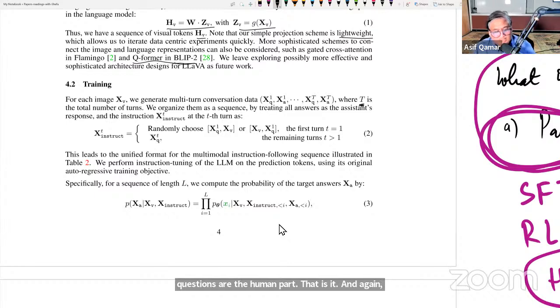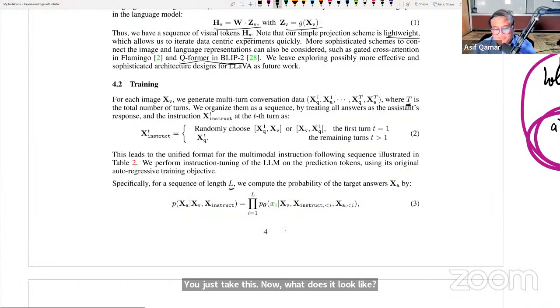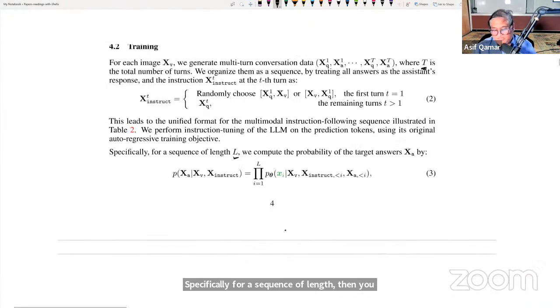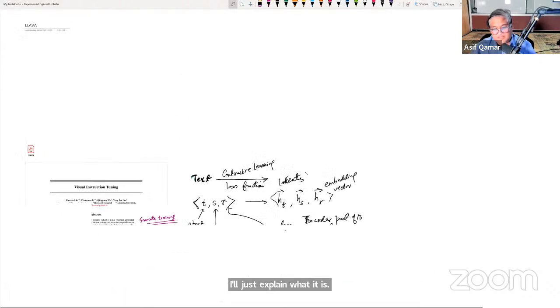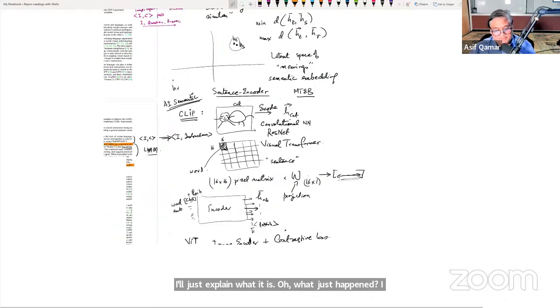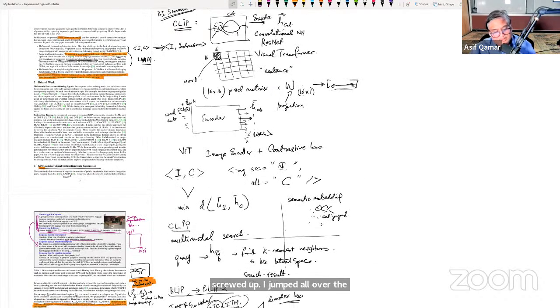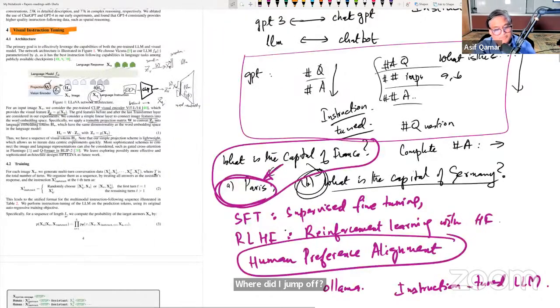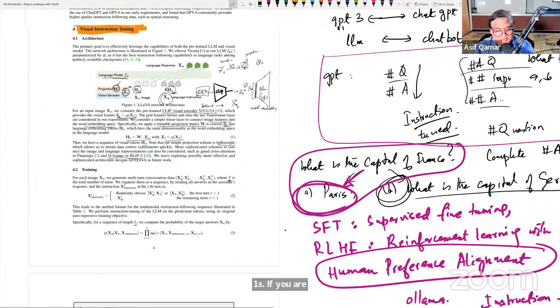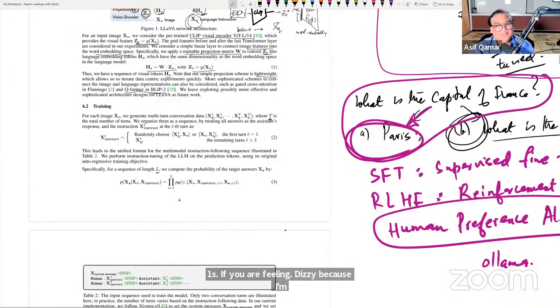You just take this. Now, what does it look like specifically for a sequence of length L? Now, this is a bit of mathematical reasoning. I'll just explain what it is saying. Oh, what just happened? I screwed up. I jumped all over the place. Where did I jump off? One second. I apologize for this. If you're feeling dizzy because I'm jumping around, I apologize.